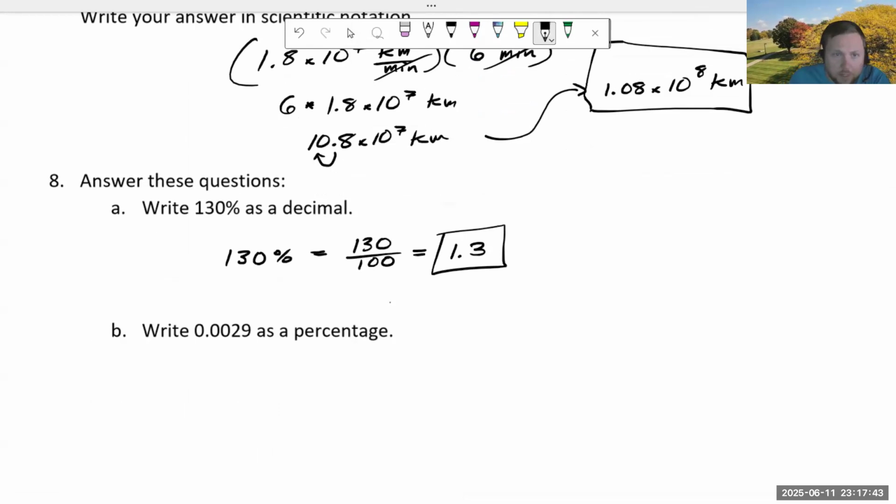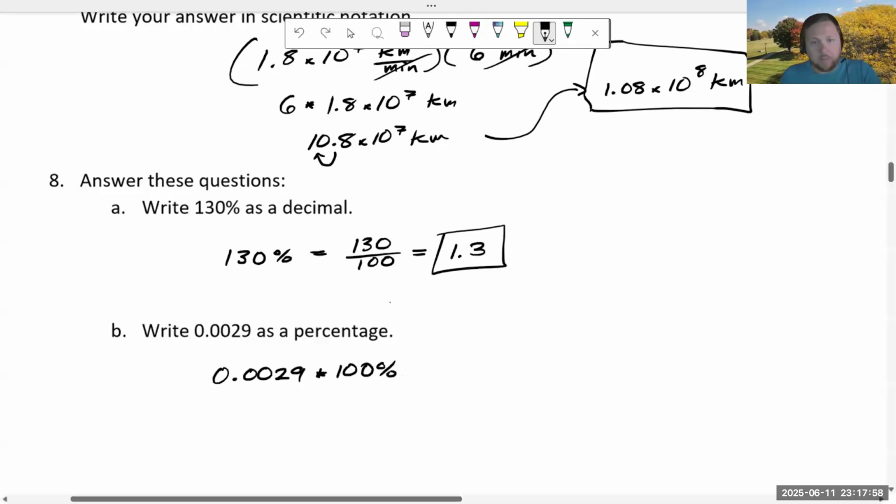Write 0.0029 as a percentage. So the trick for that, or at least one trick for that, is multiply by 100%. So then I get 0.29%.